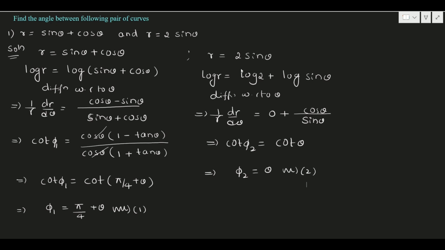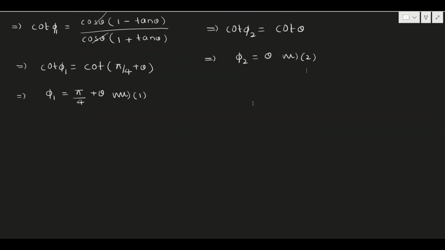But what is our aim? Our aim is to find the angle between two curves. The angle between two curves is the modulus of phi 1 minus phi 2. Therefore, the angle between the curves is given by modulus of phi 1 minus phi 2. So it is (pi by 4 + theta) minus theta, which is nothing but pi by 4. So the angle between the given two curves is pi by 4.